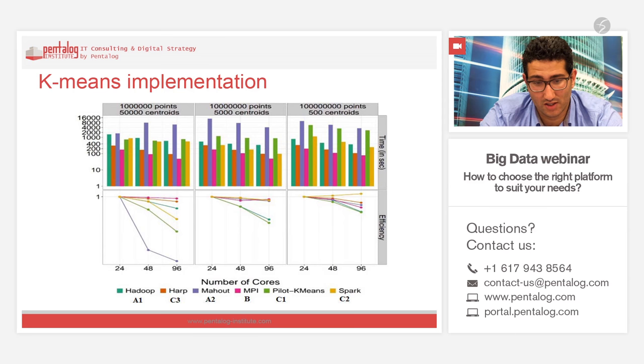We can see that increasing the number of points, the MPI implementation is more performant than Spark. So this is an important result because a lot of people think that Spark is the most performant in terms of execution time. And it's not always correct, because here using MPI we can attain a lot higher performance than Spark.